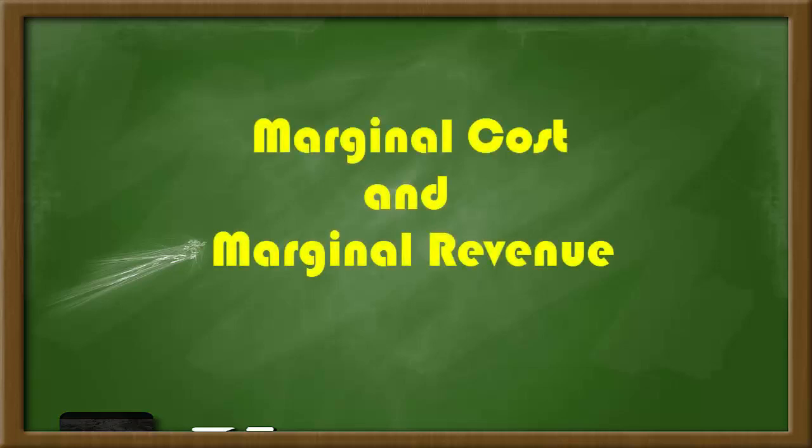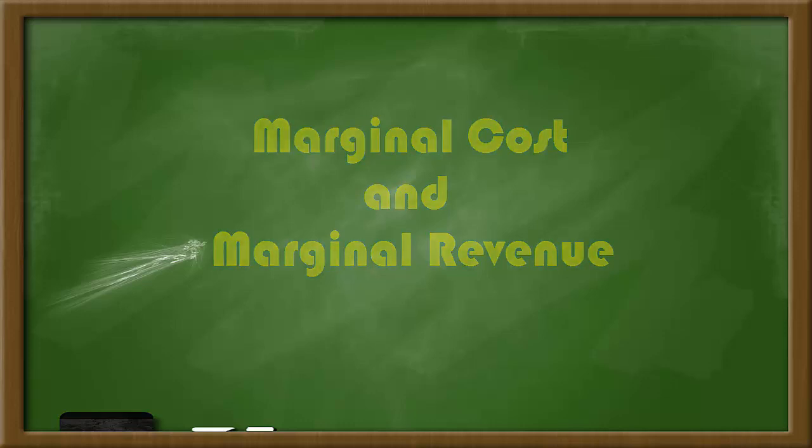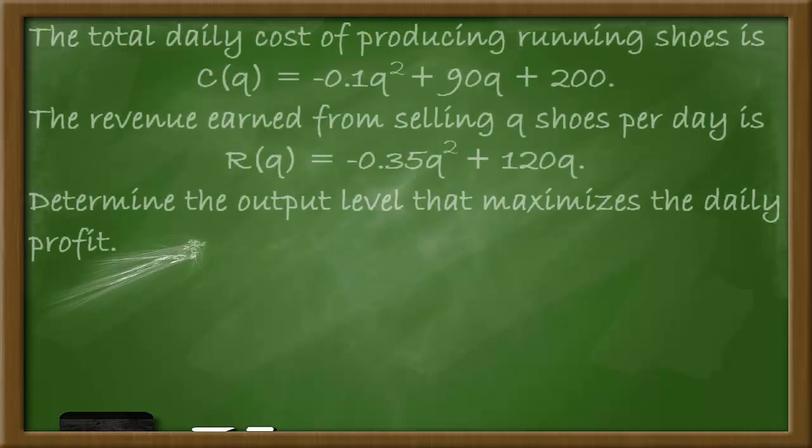One of the main goals in business and economics is to maximize profit. So, given the revenue and cost functions of some commodity, how can we determine the level of output that maximizes the profit? Well, the following example illustrates how we can do this.